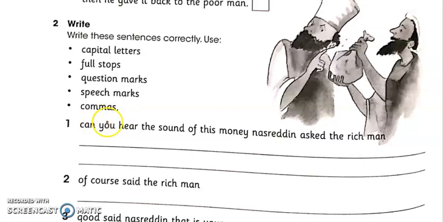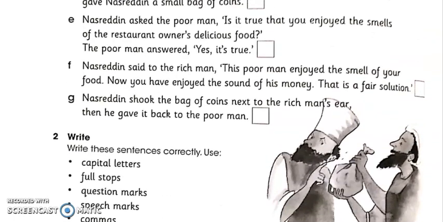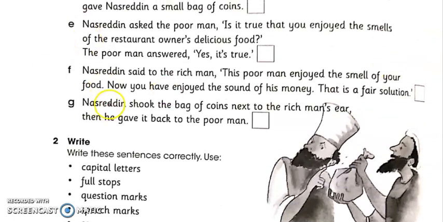Then commas. Commas we use to separate the speaker and the spoken words, or sometimes we use them to write a list of the same items. But here you will use them to separate the speaker and the spoken words. For example, here in F, Nasreddin said to the rich man, this is the comma here. Nasreddin is the speaker here. He said to the rich man, "This poor man enjoyed the smell of your food." And these are the words spoken by Nasreddin. So this comma is separating the speaker and these spoken words.